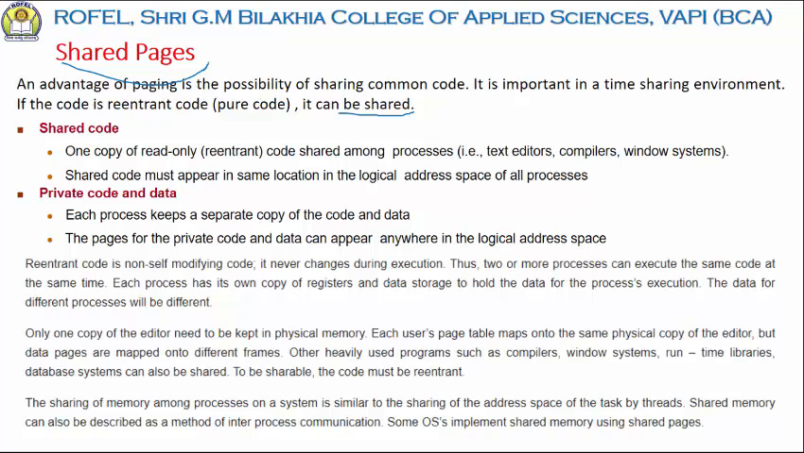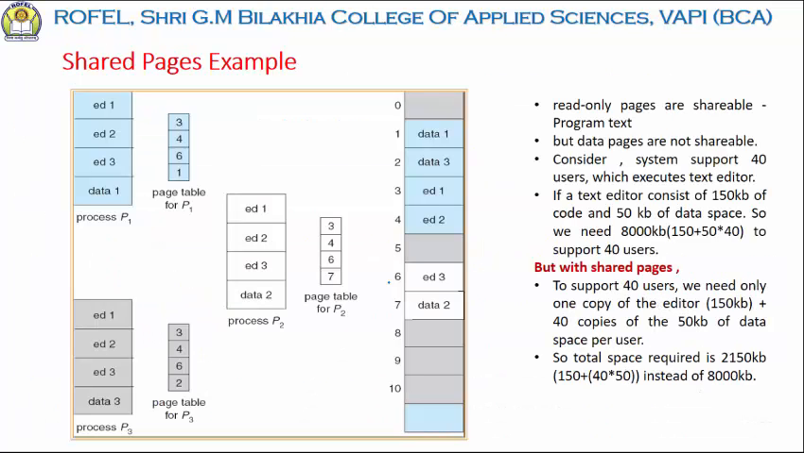Now the shared memory can also be described as a method of inter-process communication, which we already learned. In inter-process communication, shared memory is used for sharing some common task. So the operating system implements the shared memory using shared pages. Now let us see an example of shared pages.